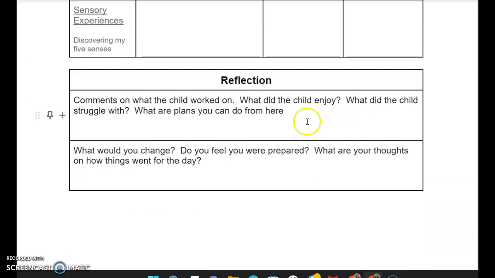After next week, I want you, like good teachers, to reflect. Comment on what the child worked on. What did this child enjoy? What did they struggle with? What are plans that you can do from here? Don't just say everything went great and I'm just going to keep it going. Explain to me what you are going to continue with. What would you change? Did you feel you were prepared? What are your thoughts on how things went for the day? This is your reflection after you've offered the experience.